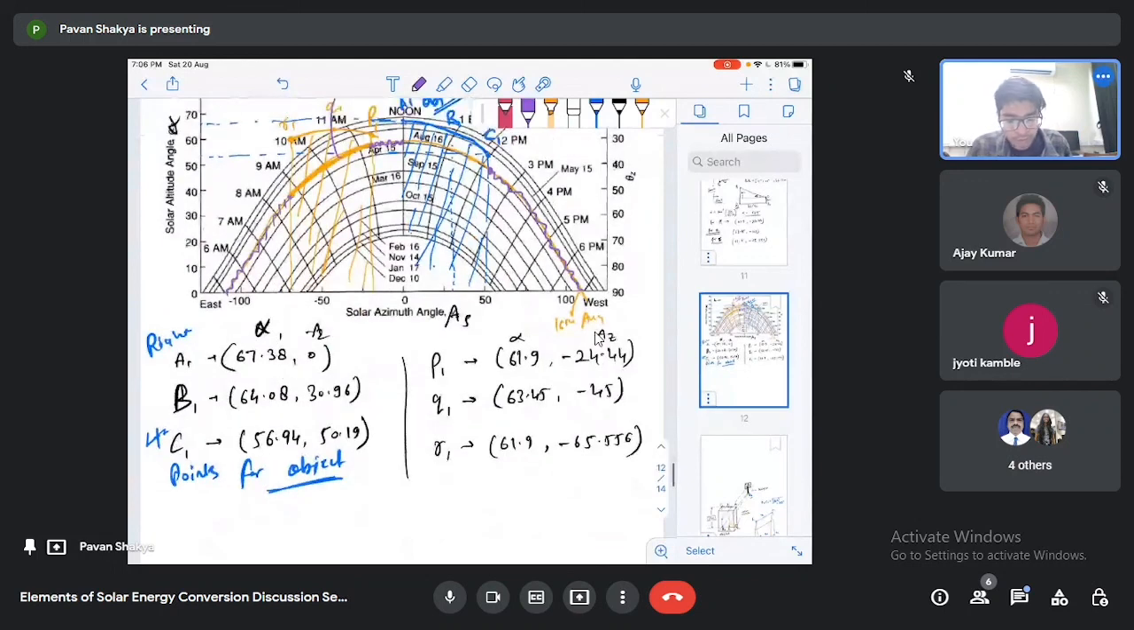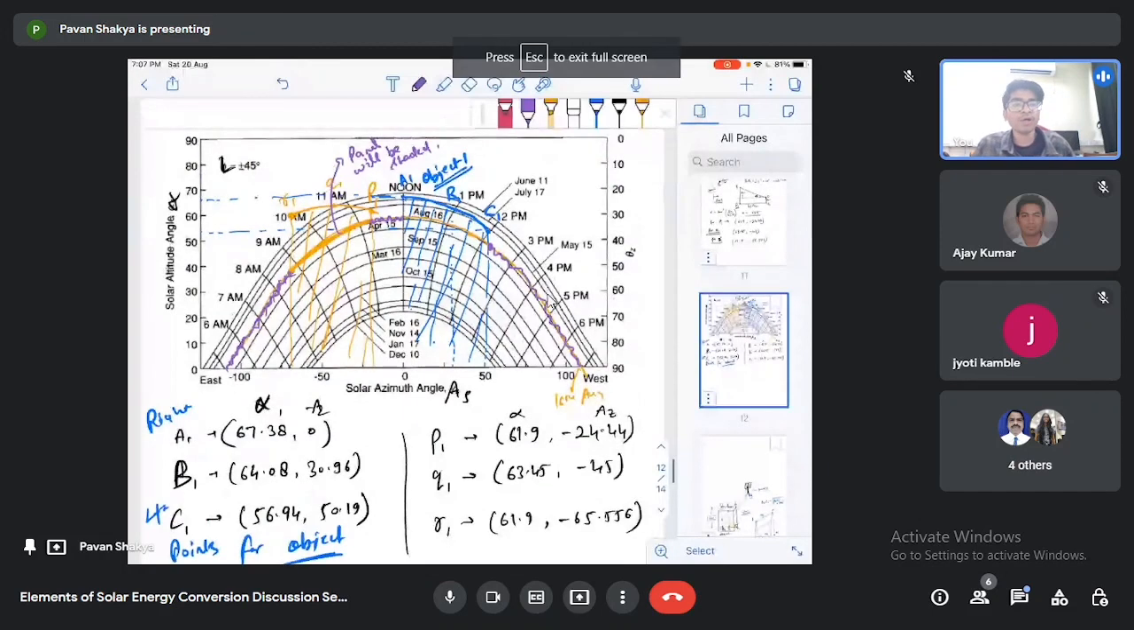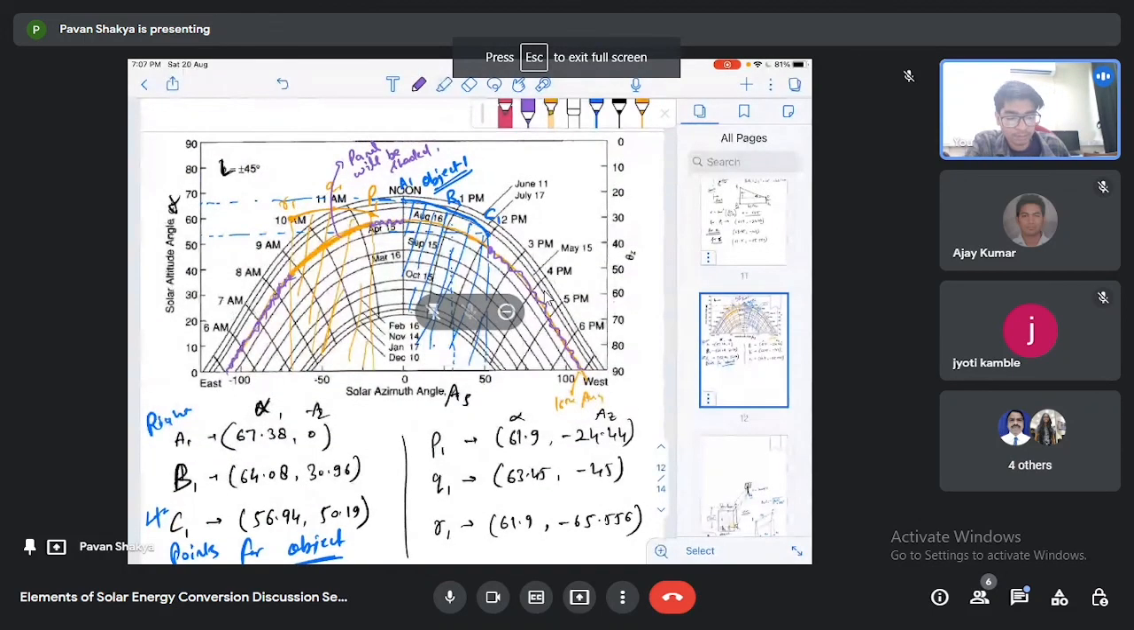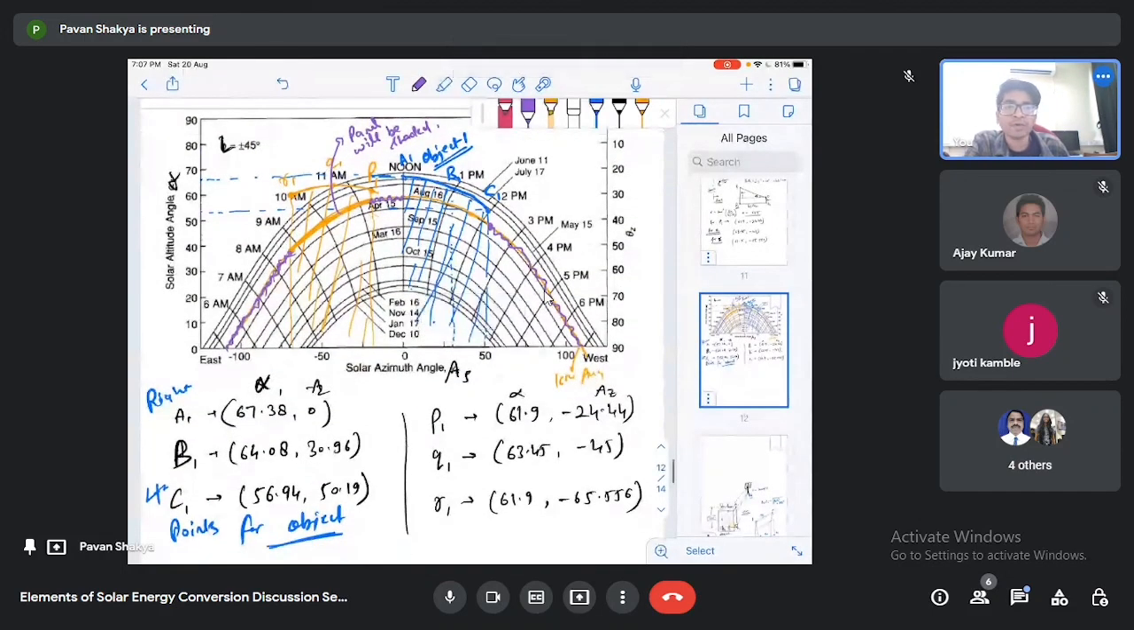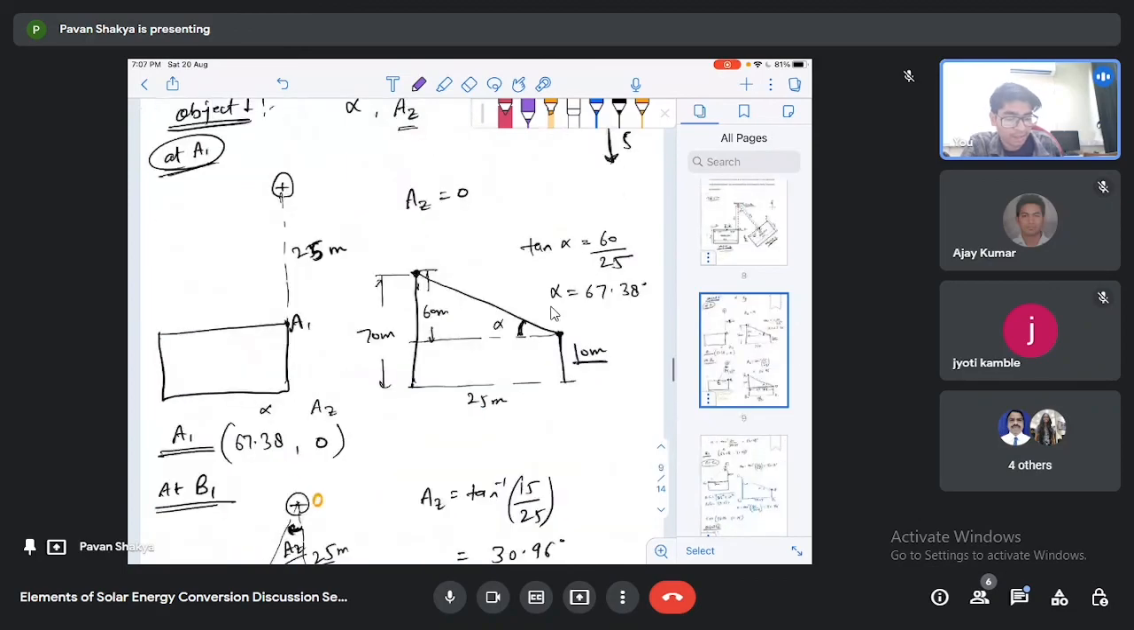Okay. So that's all for this problem that I wanted to solve. If you have any query or problem with this Sunpath diagram or this problem, you can ask. Also, if you have any query later, then you can write me a mail or you can ask me in the next discussion.